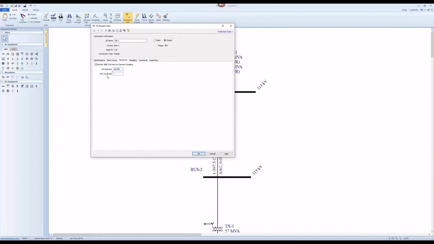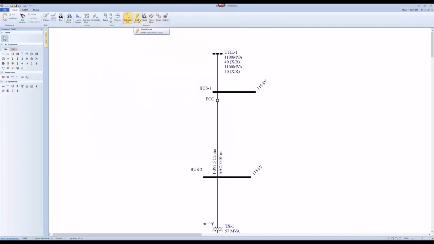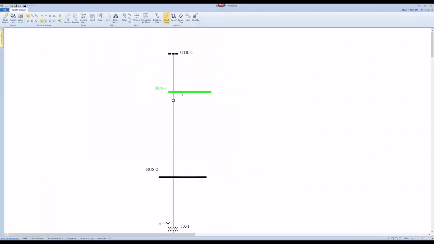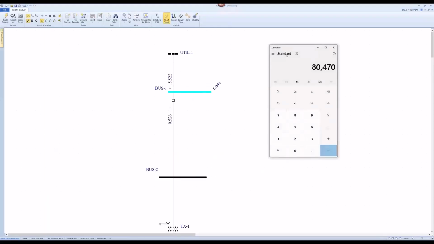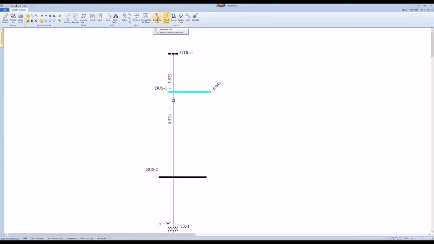Now, next quantity is calculated the ISC divided by the I load. So first of all, let's go to short circuit and apply the fault here. Say what's your fault kVA? My fault is 5.5. Sorry, I have to clear it. 5.522 kA, right?